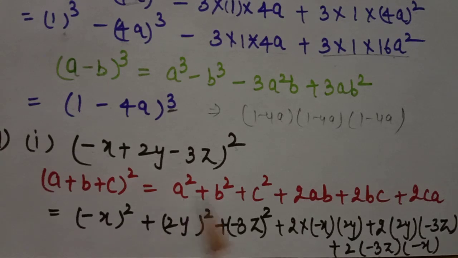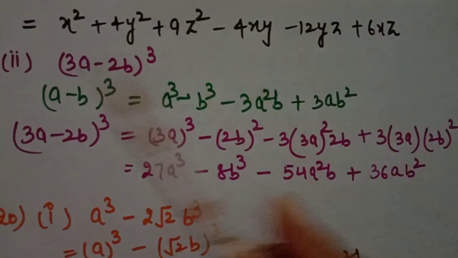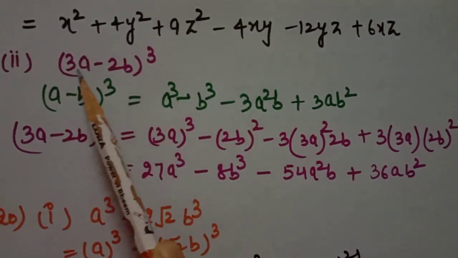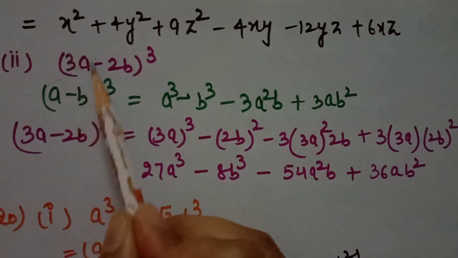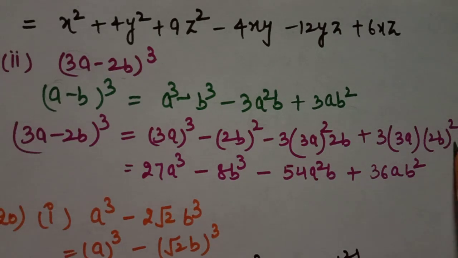So we will replace in all these 3 sections, and pay attention here while multiplying them, very concentrated. Otherwise you will make a mistake. So students, this is your answer for the first part after multiplication. The second part is (3a minus 2b) whole cube, which is (a minus b) whole cube. We know the identity very well. We have to replace a with 3a and b with 2b in all places, so we will get our answer.